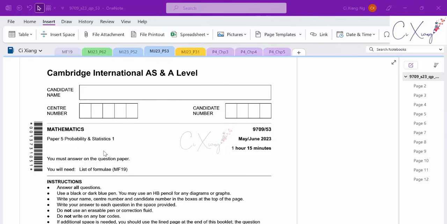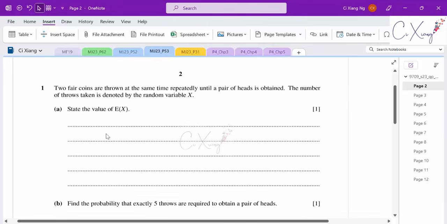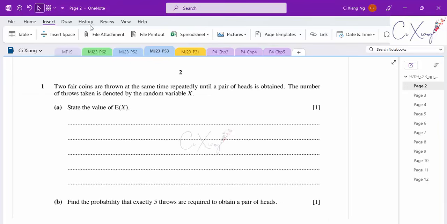Okay, so for this video, we'll be discussing paper 5, which is Probability and Statistics 1 for the May-June 2023 series, paper 53. So we'll start with question number 1. We are given 2 coins and they are fair coins, right?